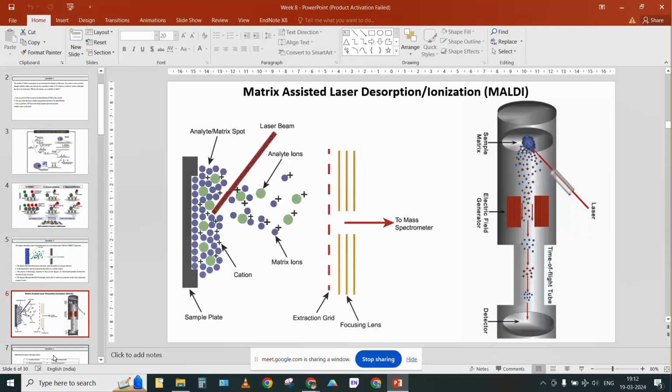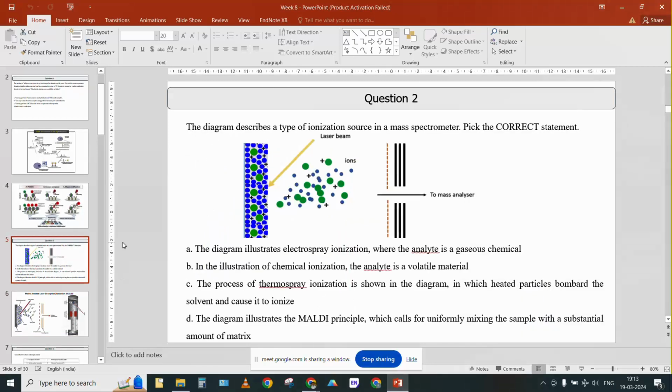And finally, the analyte molecules were ionized by being protonated or deprotonated in the hot form of ablated gases, and then they can be accelerated into whichever mass spectrometer is used to analyze them. So according to this, coming back to the options given here, option D, the diagram illustrates the MALDI principle, which calls for uniformly mixing the samples with a substantial amount of matrix. So the correct answer for question 2 is option D.